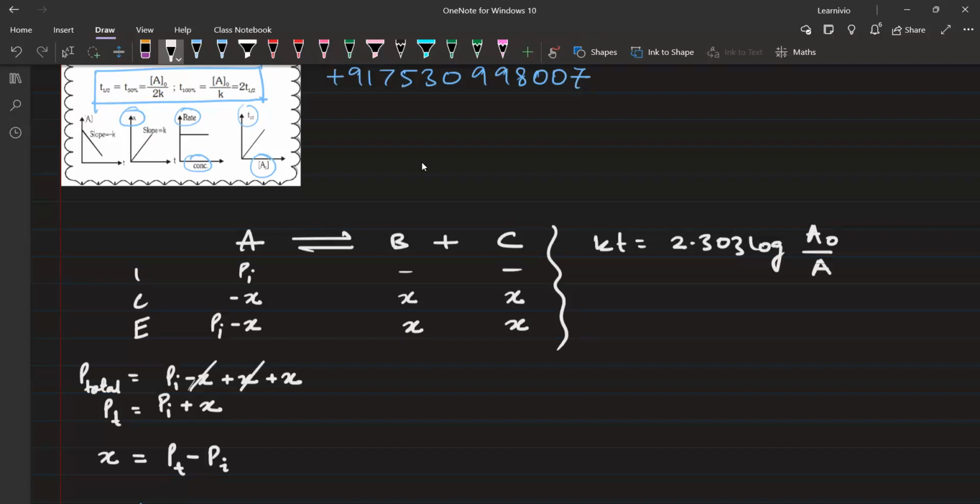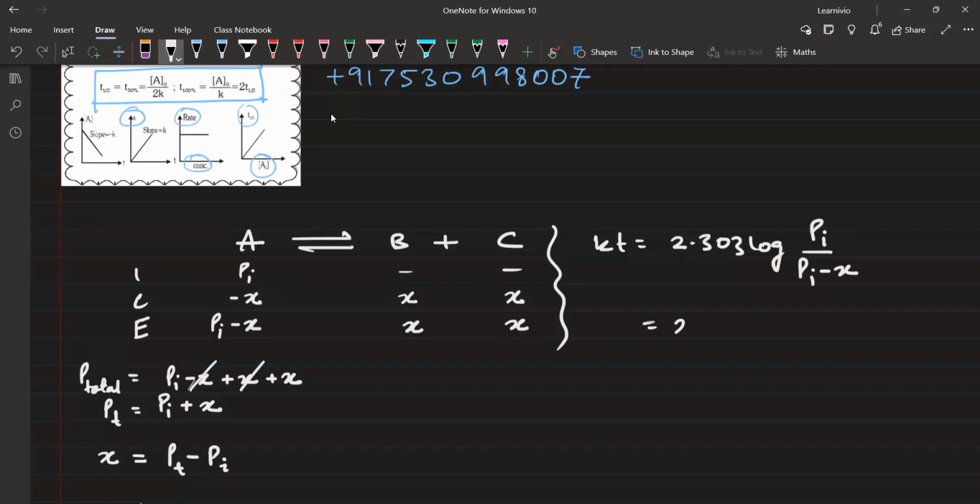A naught by A. Now, when we write A naught by A, what is A naught? The initial concentration divided by the final concentration. In terms of pressure, what is the initial? Initially it is equal to Pi. And what is the final concentration? What is the remaining concentration of X? It is Pi minus X.